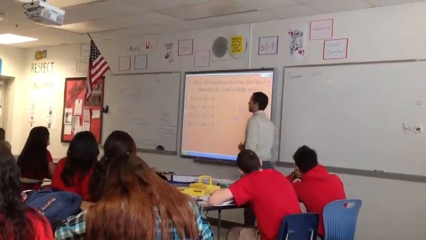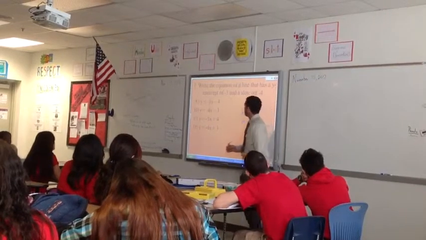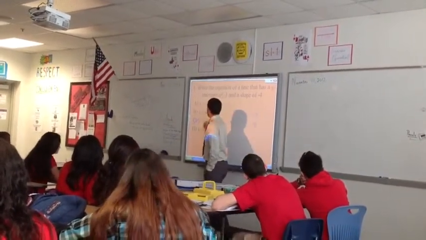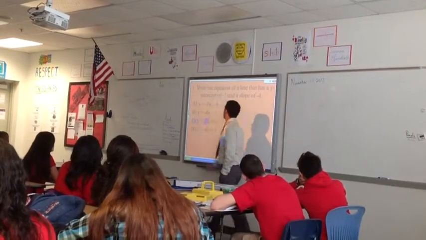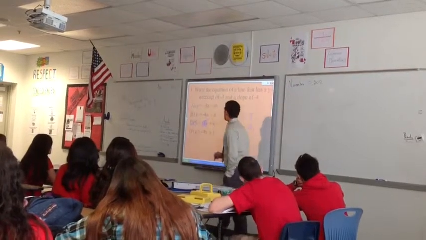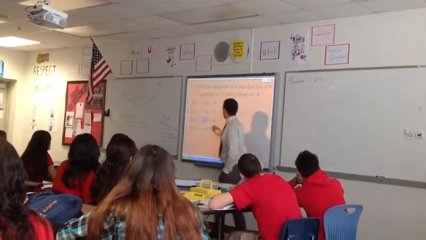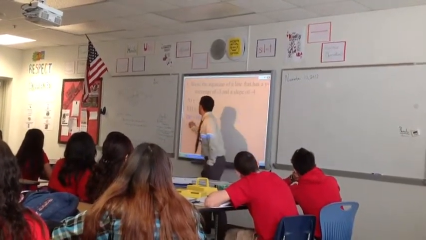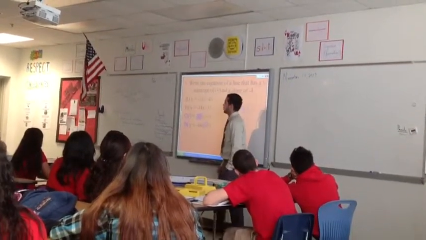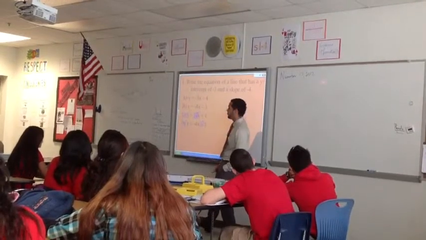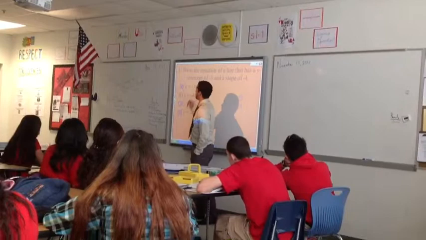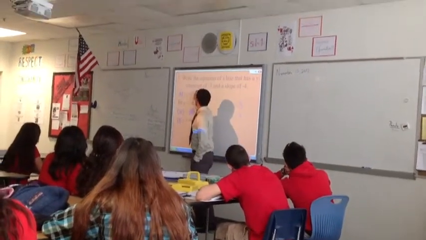C, because the slope is not -3, very good. D, -4. Why are you eliminating D? Because it has a plus. Excellent, I'm going to come back to that one. And then you can also eliminate A. Why? Because the 3 is in the wrong place.